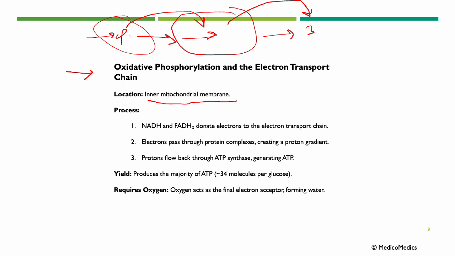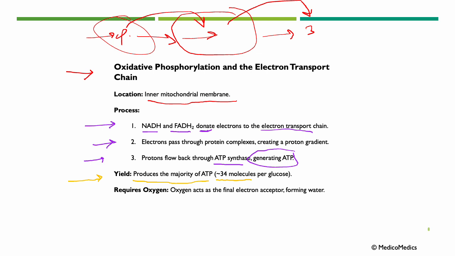Now, what's happening here? So the NADH and FADH2, the electron carriers produced in the TCA cycle, in the Krebs cycle, they donate electrons to the electron transport chain. And these electrons pass through protein complexes, creating a proton gradient. These protons then flow back through ATP synthase, generating ATP. So we have now arrived at the generation of ATP. What is the end result of this process? We will produce the majority of ATP here, which is approximately 34 molecules per 1 glucose.